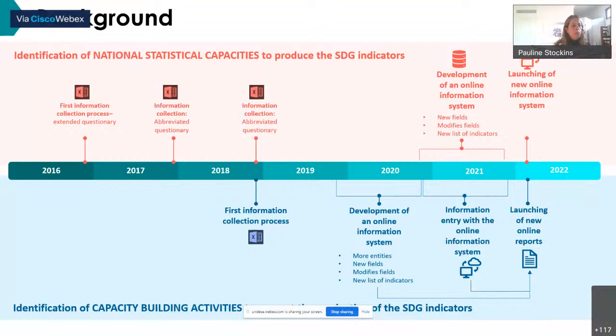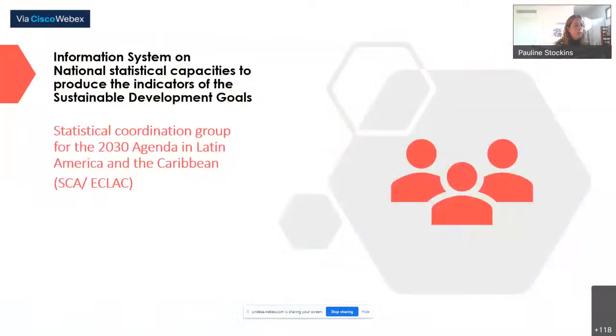The online information system was developed by ECLAC, UNFPA, UN Women, and UNICEF as a planning and reporting tool on the activities carried out by the international agencies in the region. The system provides two types of information: activities aimed at improving the measurement, use, and dissemination of the SDG indicators, and activities aimed at improving and implementing data collection operations.